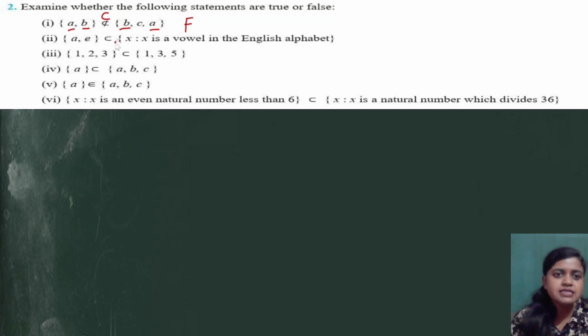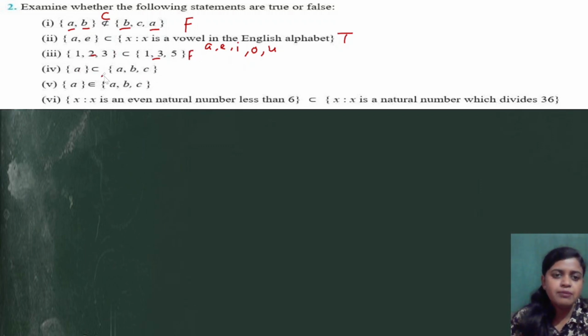Next, {A, E} subset of X, where X is the set of vowels of the English alphabet. Yes, obviously the vowels are A, E, and U. A is present. That's why it is true. Next, {1, 2, 3} subset of {1, 3, 5}. No, this 2 is not present here. That's why it is a false statement. It is not a subset.